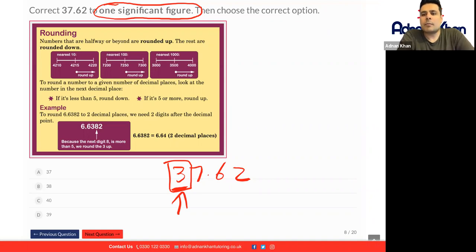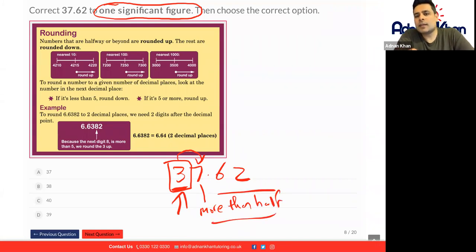So now when we look at the number next to 3, we can see that 7 is more than halfway. So that means 3 is going to go up to 4. Now you might ask, but why do we put a 0 instead of 7? The reason is that there's a decimal there and the 7 is completely eliminated and we just turn it to 4 because then it becomes 40 just by itself.